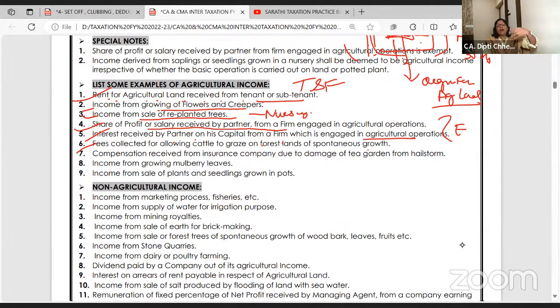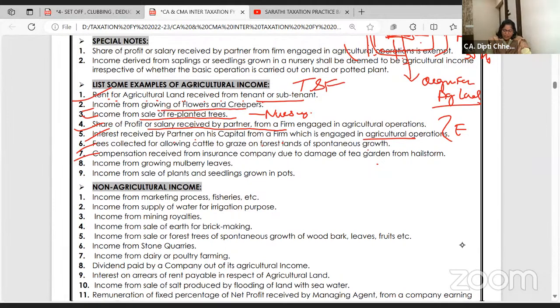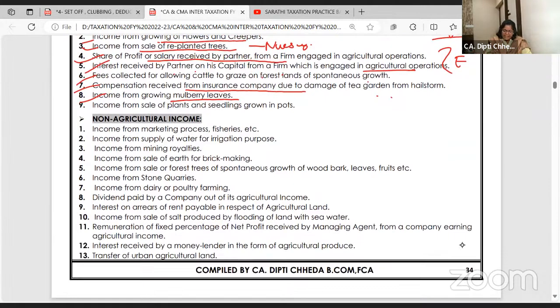Fees collected from allowing cattle to graze. So in your agricultural farm, you are allowing cattle, and naturally after the rain the grass and shrubs come up and the cattle graze, and the poultry farm next door gives you rent. Will it be exempt? Yes. Compensation received from an insurance company due to damage to crops, tea plantations and all, is exempt. If you get any compensation from an insurance company due to hailstorm and all, for tea, coffee gardens, spice growing, it's all exempt. Income from growing mulberry leaves is exempt, but if you feed the same mulberry leaves to silkworms and make silk, it's a commercial activity. Just growing mulberry leaves in your farm is exempt.